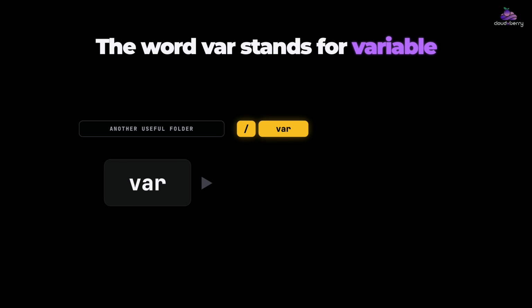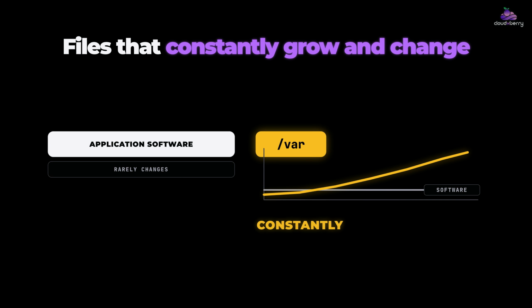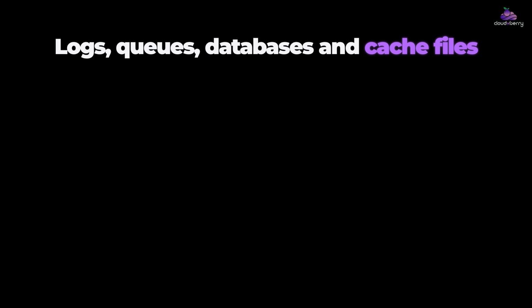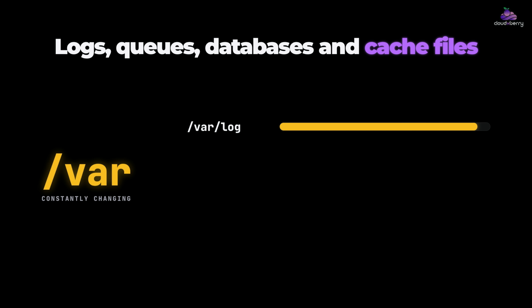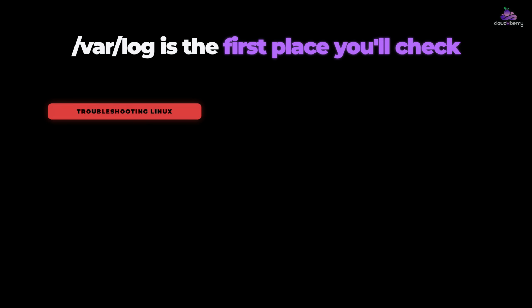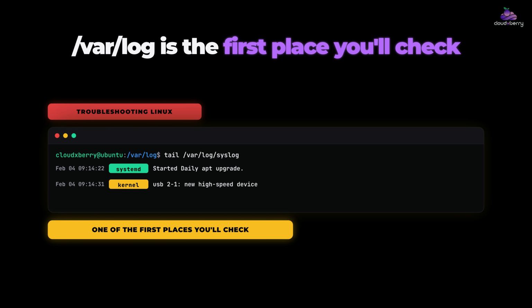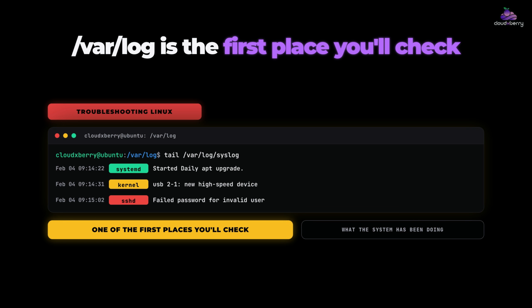Another useful folder is /var. The word var stands for variable. Unlike application software, which rarely changes, this folder contains files that constantly grow and change. Things like system logs, application logs, email queues, databases, printer queues, and cache files. Whenever you're troubleshooting Linux, /var/log is one of the first places you'll check because it contains log files that explain what the system has been doing.